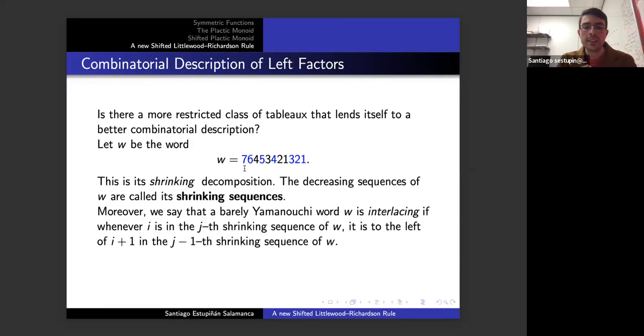Then I say that a certain word is interlacing if an instance of i in the jth shrinking sequence is left of an instance of i plus 1 in the j minus 1 shrinking sequence. And this notion is useful because tableaux that are inserted from interlacing sequences are easy to read.